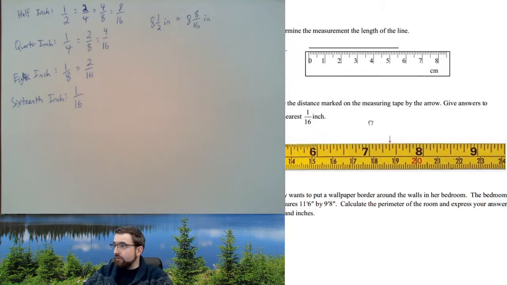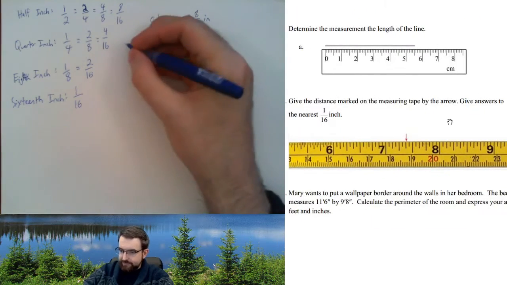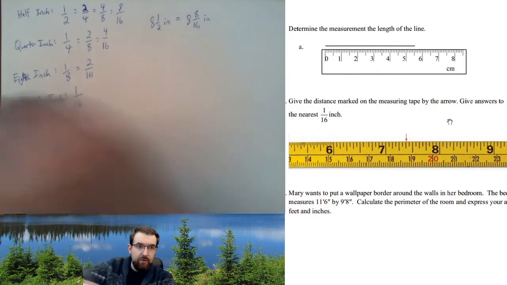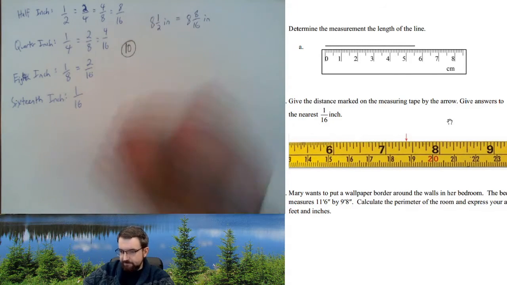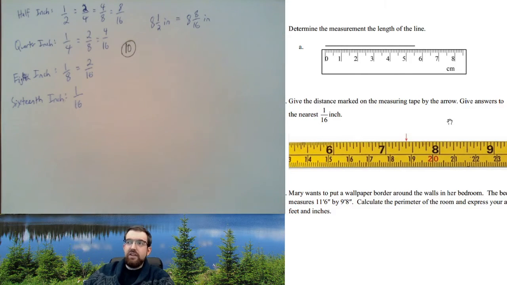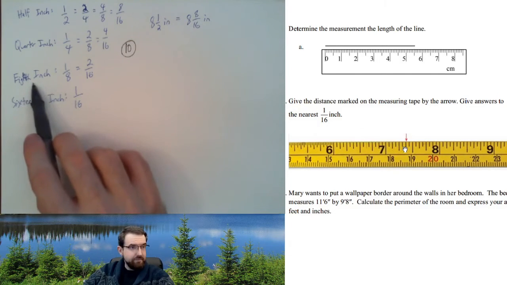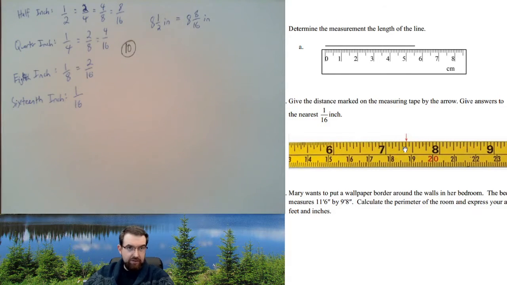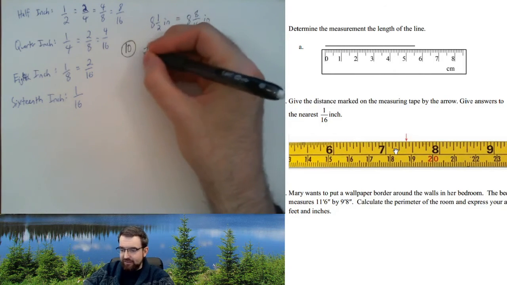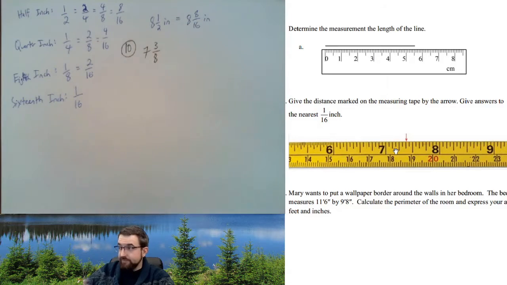But this is the review sheet, number 10. So give the distance marked on the measuring tape by the arrow. Give answers to the nearest 16th of an inch. Well, we can see that this is the middle sort of marking, or the second smallest. So we know that the second smallest markings are eighths. So that is 1/8, 2/8, 3/8. So we can see that this one is 7 and 3 out of 8.